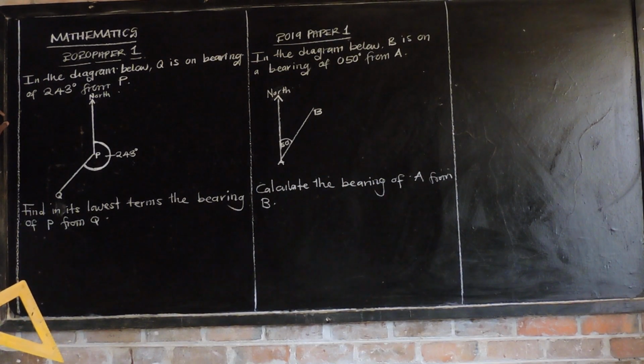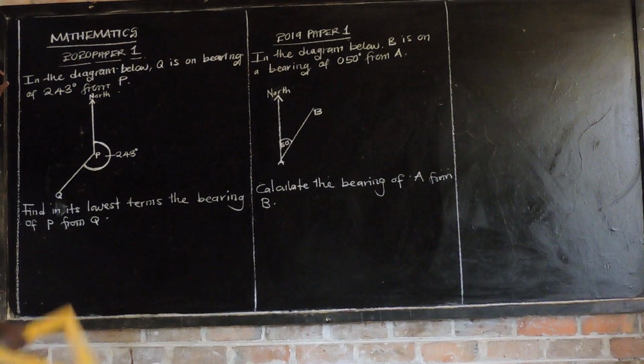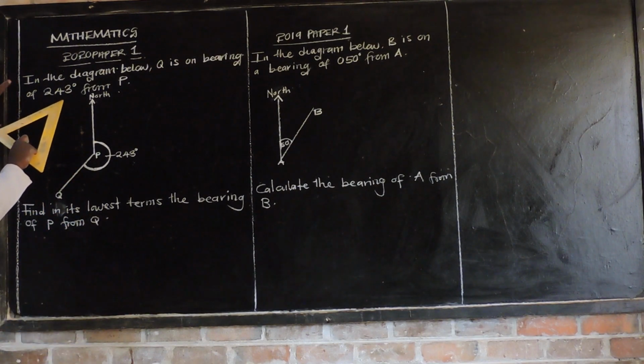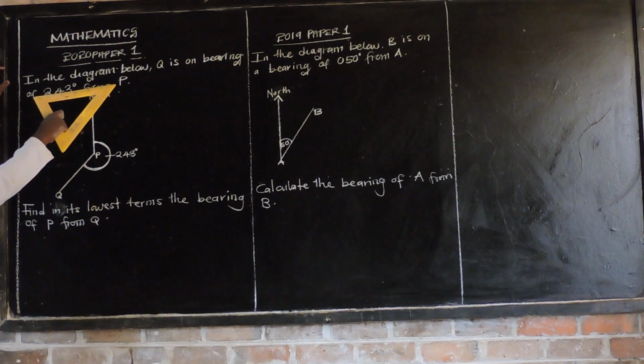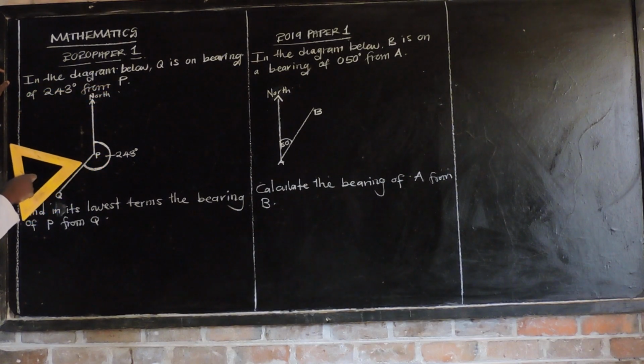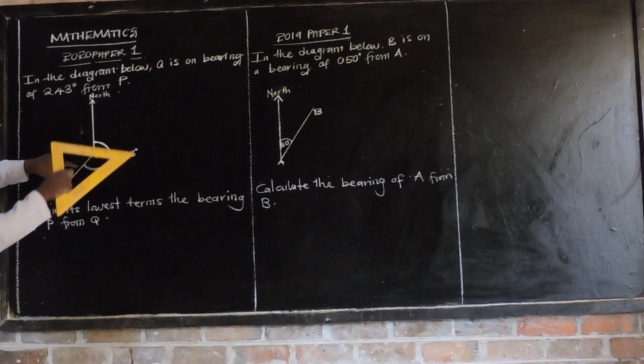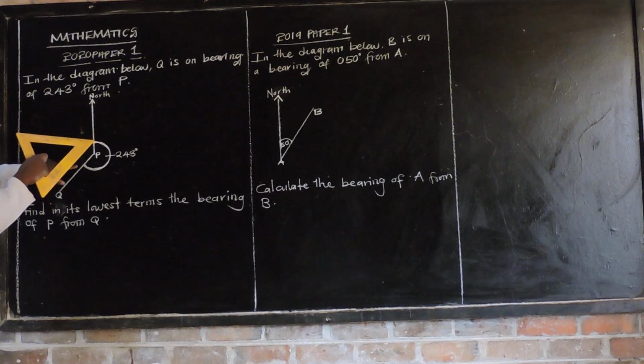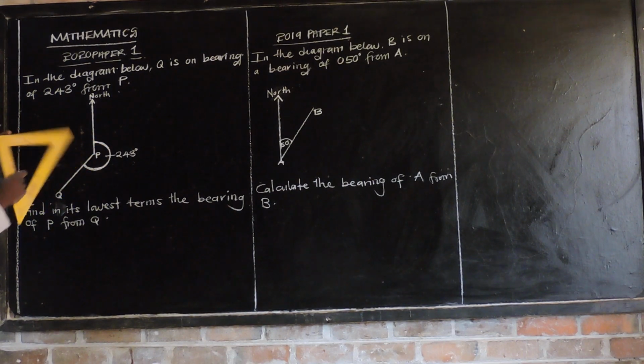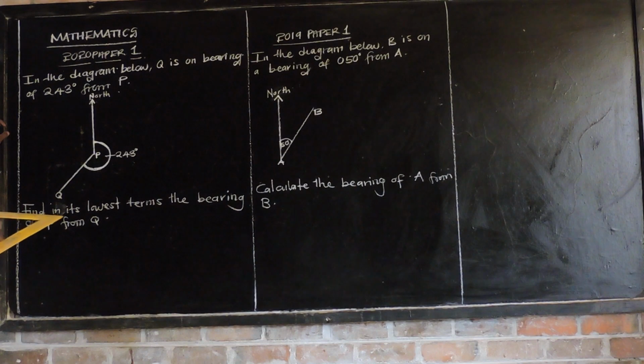They are saying that in the diagram below, Q is on a bearing of 243 degrees from P. This is the bearing they're talking about, 243 degrees, measured from the north of P. Then we are told to find, in its lowest terms, the bearing of P from Q.